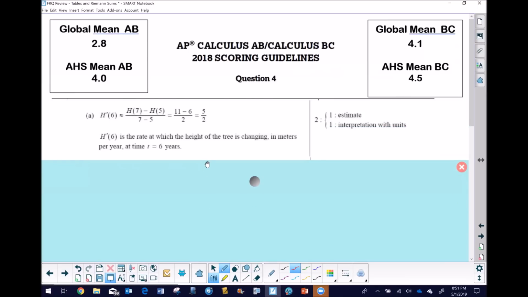It's all right. So for A, we have 5 halves for h prime of 6, and then we've pretty much done a good job of stating the fact that the height of the tree is changing in meters per year. I don't know if Mr. Passwater is still on, but if he's even listening, this is kind of interesting because this seems to kind of buck the trend of what had happened earlier about specifying a specific kind of change, in this case a positive number, using a positively charged word like increasing. Obviously they accepted this.